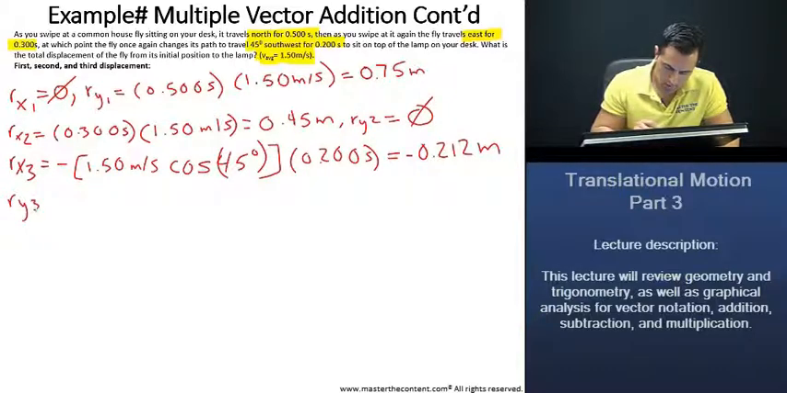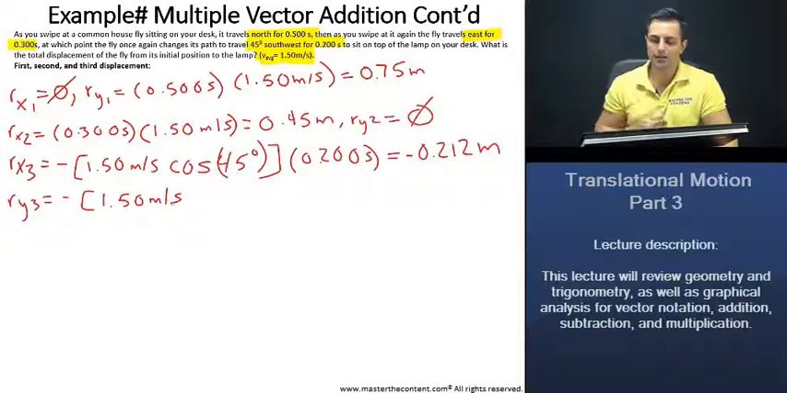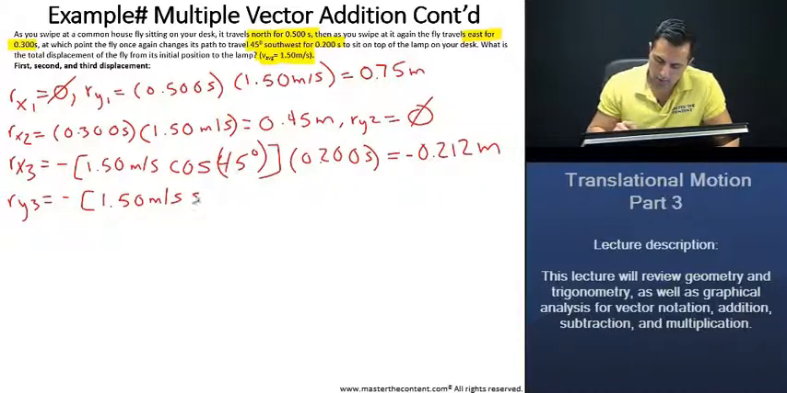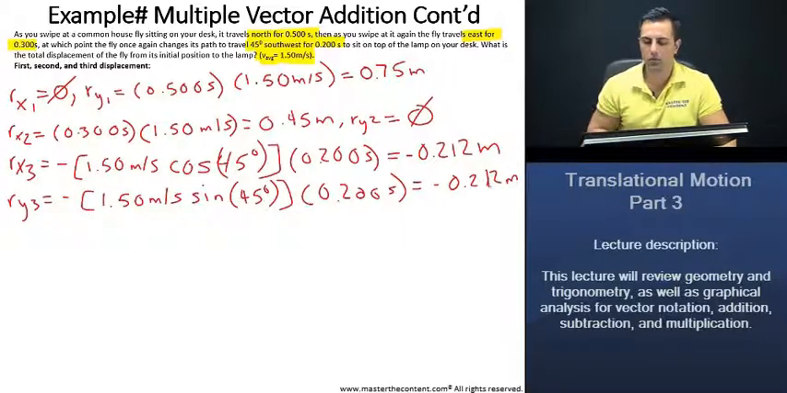Now, how about the y? The y component is going to be negative as well. The negative there is to demonstrate the fact that we're heading in the south direction. Now, that's just going to be sine 45 degrees, and 0.2 seconds is the flight time. That's also going to give us negative 0.212 meters. Wonderful.